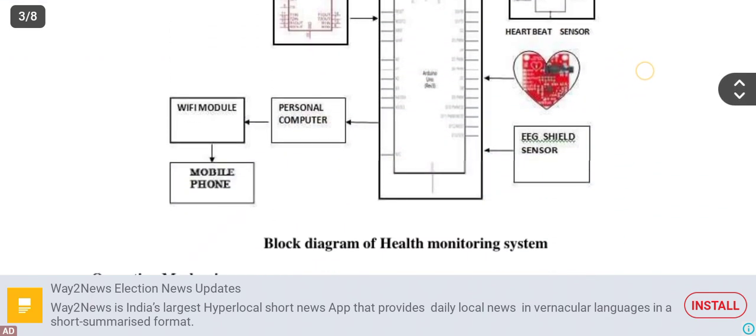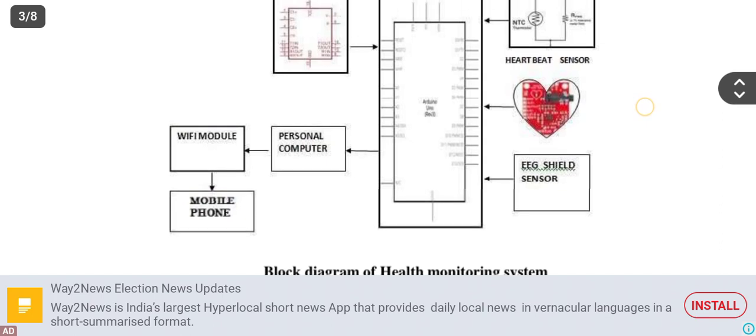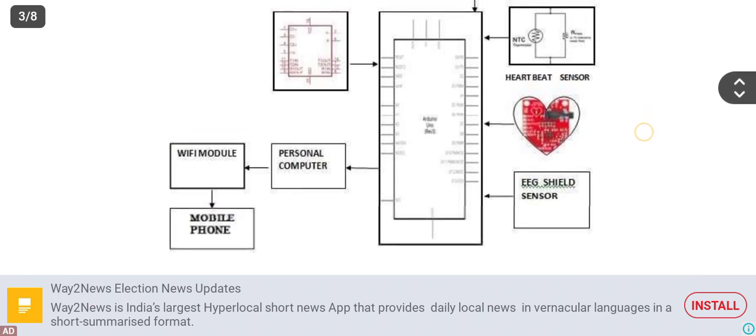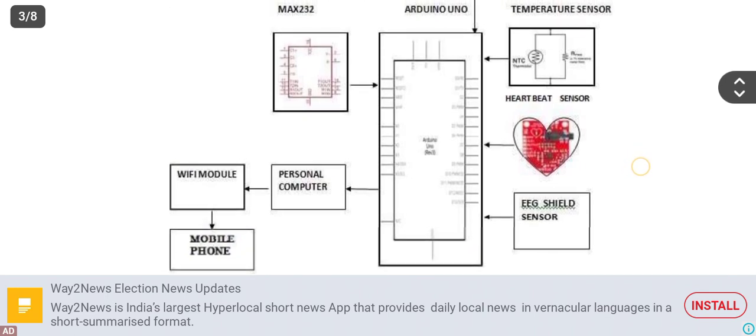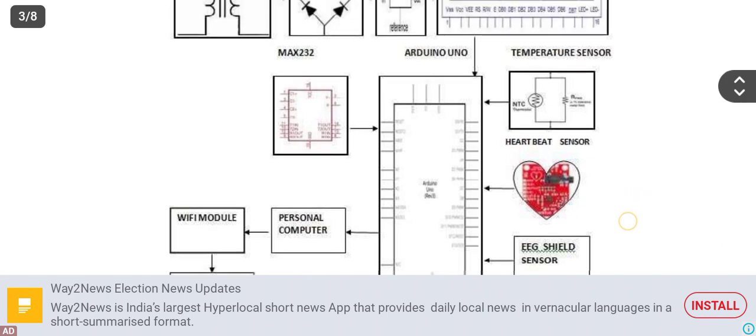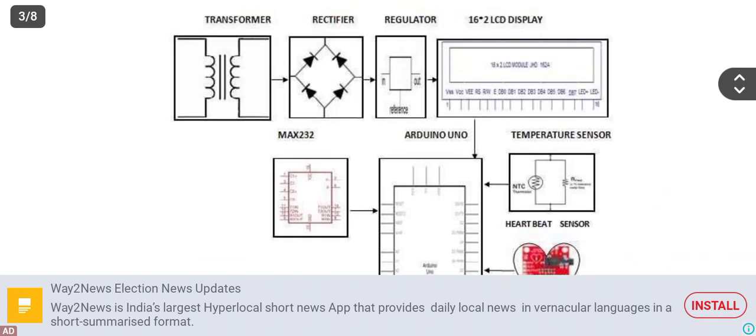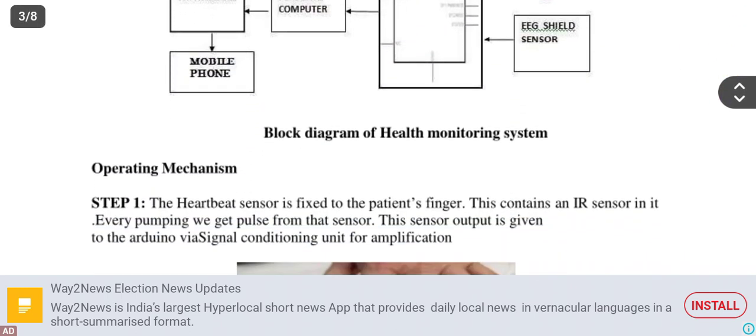This diagram represents the block diagram of the health monitoring system. The various parameters are connected to the PC by means of a wireless module as well as to mobile phones. The Arduino Uno is used as the processor. The supply is given by means of a transformer. The rectifier converts AC to DC. The regulator provides constant DC. This regulated voltage is given to the LCD display.